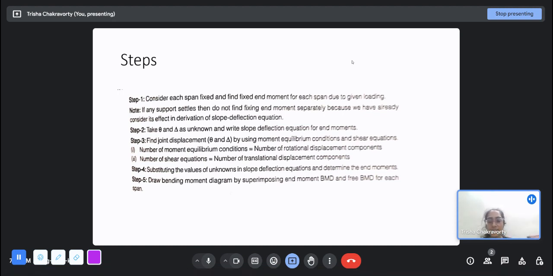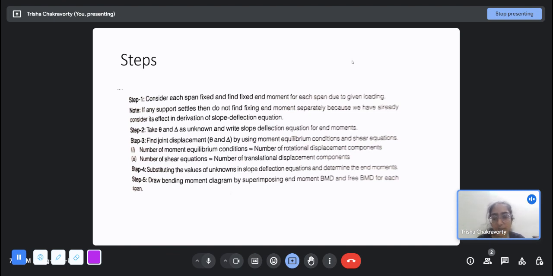Take theta and delta as unknowns and write slope deflection equations for end moments. Find the joint displacements theta and delta by using moment equilibrium equations and shear equations at the joints. The number of equilibrium equations is equal to the number of rotational displacement components, and the number of shear equations is the number of translational displacement components. Now that we have solved theta and delta, we will substitute the values of the unknowns in the slope deflection equations and determine the end moments.